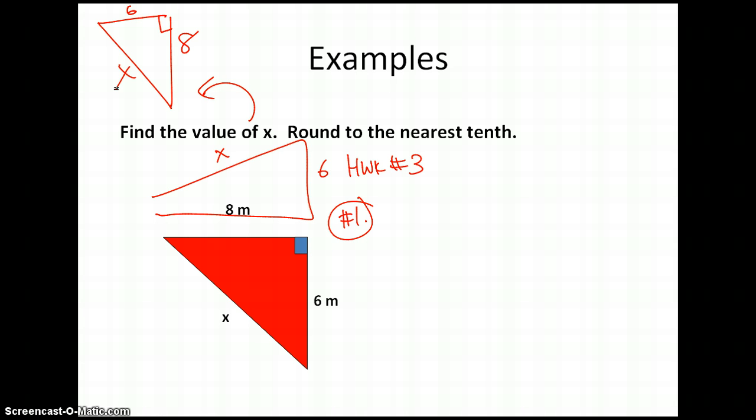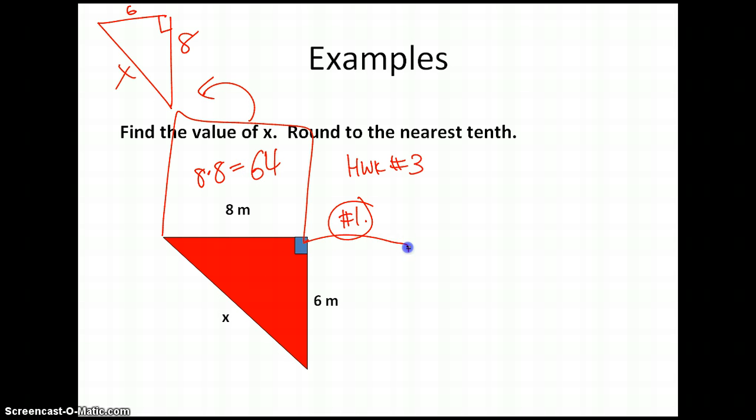So when I look at this, for every question I want to draw the square with it. So here I'm going to draw a square. This is going to be an 8 by 8 square, giving me an area of 64. I'm going to draw a square over here too, and this is going to be a 6 by 6, which is an area of 36.